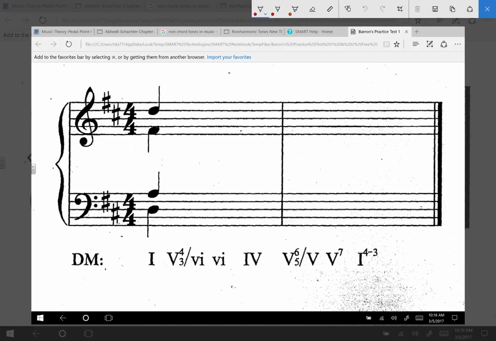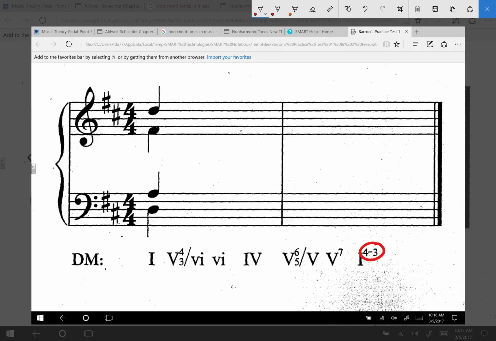And the 4/3 suspension is right here, and that's going to make a lot more sense after we study our non-chord tones. For now, that simply means that we have a root position D major triad, so D will be in the bass, and then one of the voices above the bass needs to suspend the 4th note above the bass, so that would be the G, and then resolve down to the 3rd note above the bass, which is the F sharp. So I'll show you exactly how I did this.